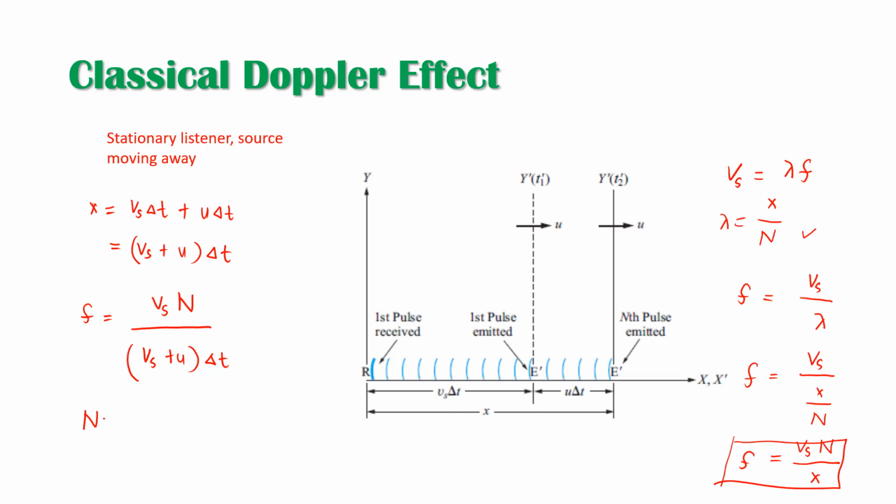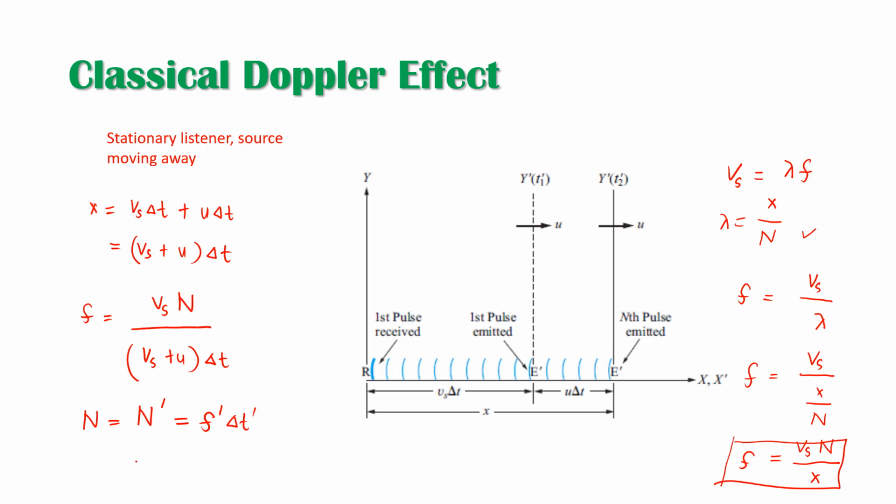Now, by inspection, we can see that the number of wave pulses is just equal to n prime, which is also equal to f prime times delta t prime. Okay, so there are two frequencies now. This frequency f is the frequency as perceived by the listener, or the frequency as heard by the listener. And then f prime here is the frequency emitted by the source. So this is the proper frequency.